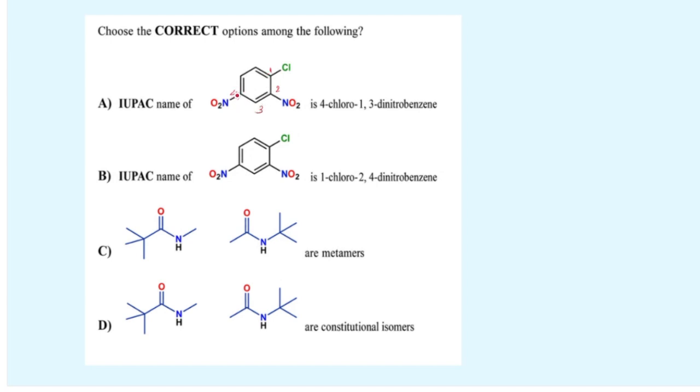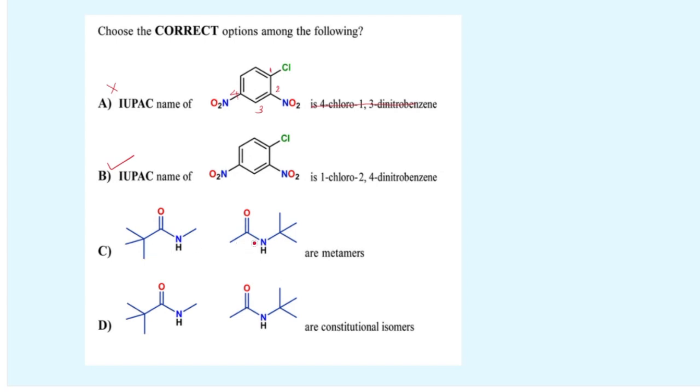Okay. If I number from here 1, 2, 3, 4, this will not obey the lowest sum rule. Therefore, the name of the molecule is 1-chloro 2,4-dinitro. Is this 1-chloro 2,4-dinitro? No. So A is not the correct answer. But look at this 1-chloro 2,4-dinitrobenzene. This is the correct option. Therefore, B is the correct option. Now let's verify for C.